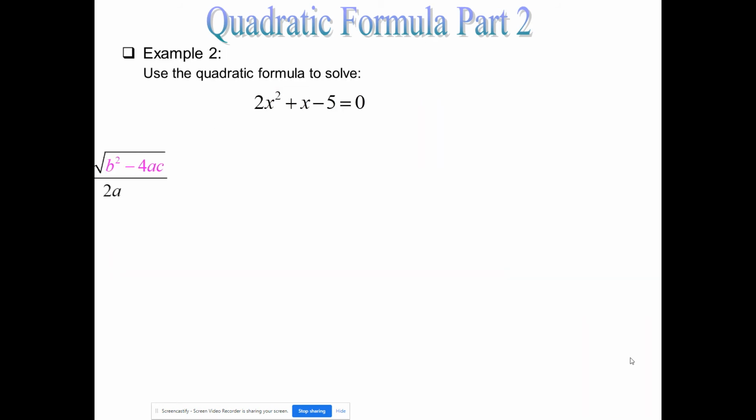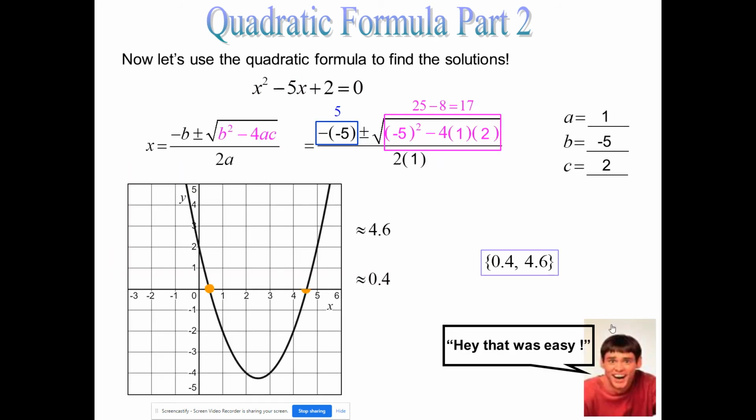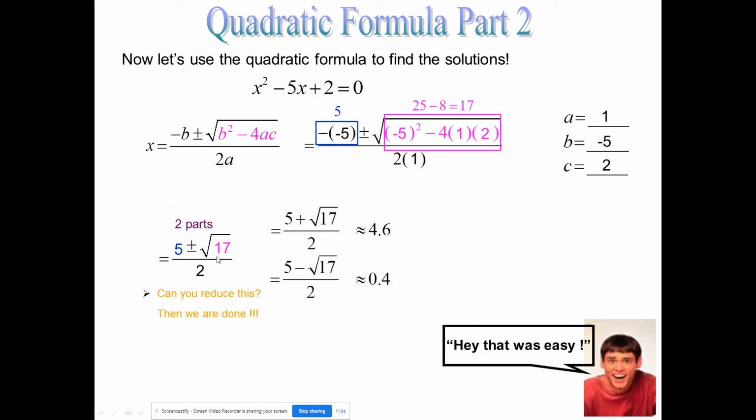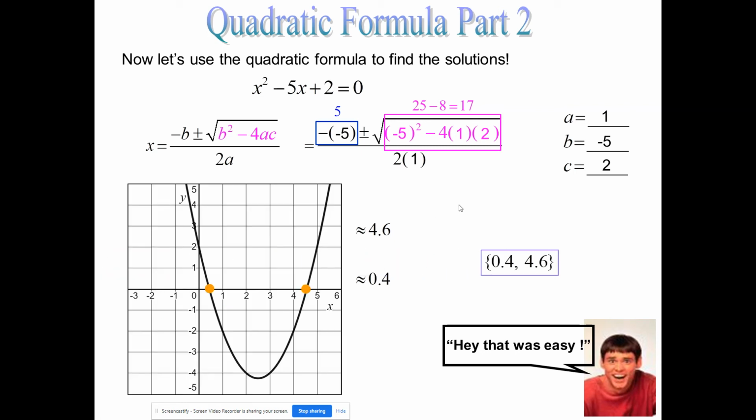So we already did this one, and we verify on Desmos with the graph that indeed the two roots are 0.4 and 4.6. Okay, so it actually makes it easier when you can't reduce. Like on here, we have that 17 that's not reducible. Okay, I mean, it happens. Not all square roots are reducible.